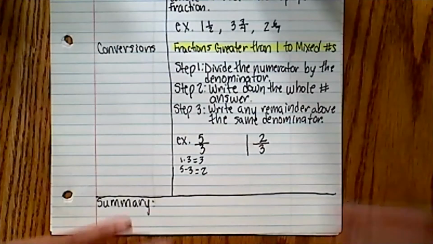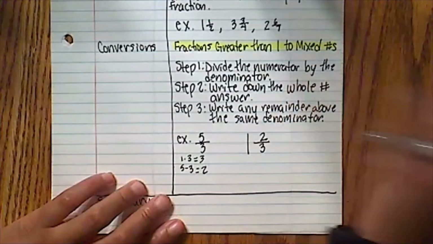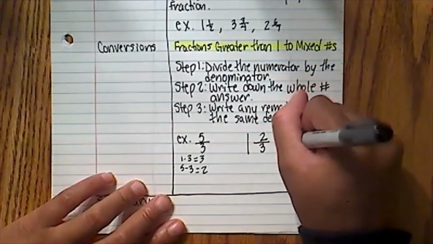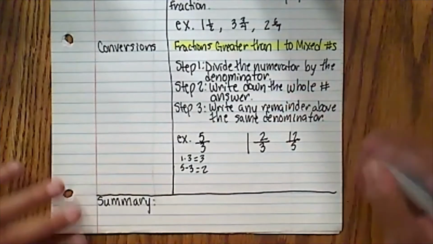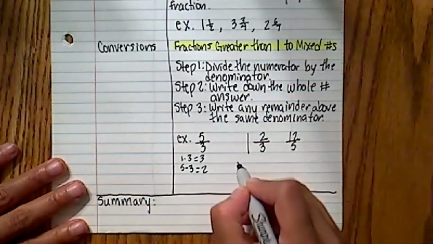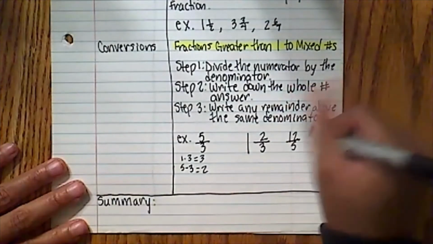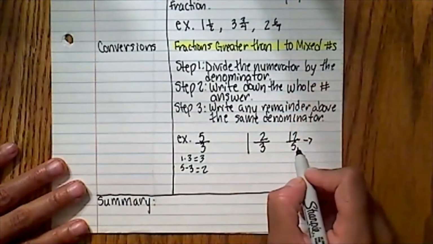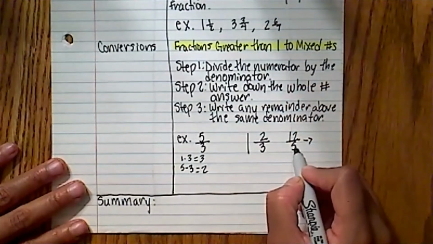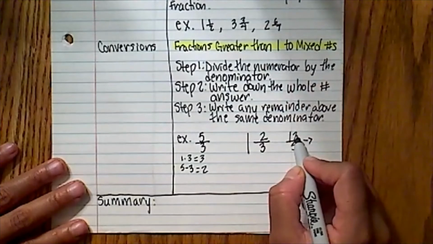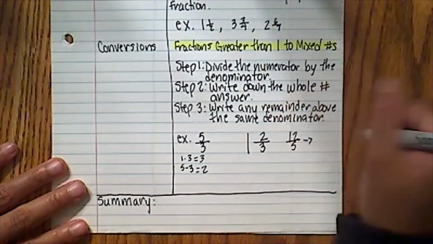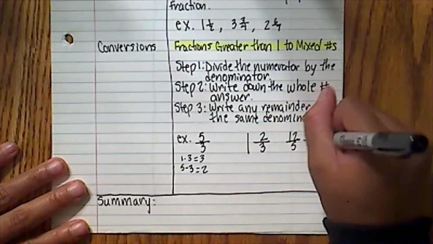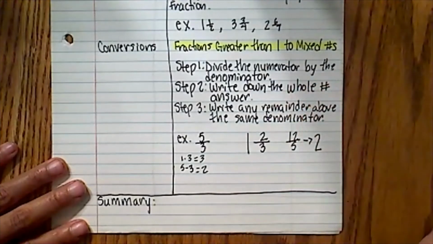So now I want to go over one more example. Say for instance, we have 12/5. In this problem, we need to first do step 1, which is divide. I know there are 2 5s in 12 evenly, so 2 is my whole number.